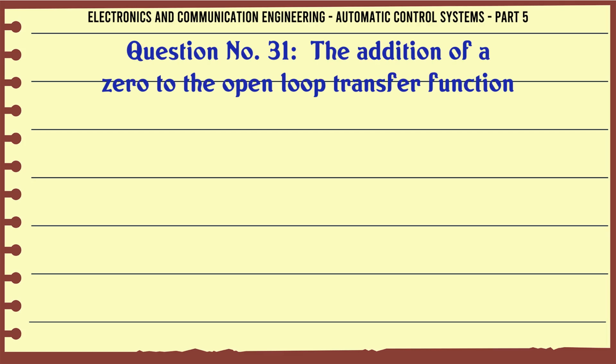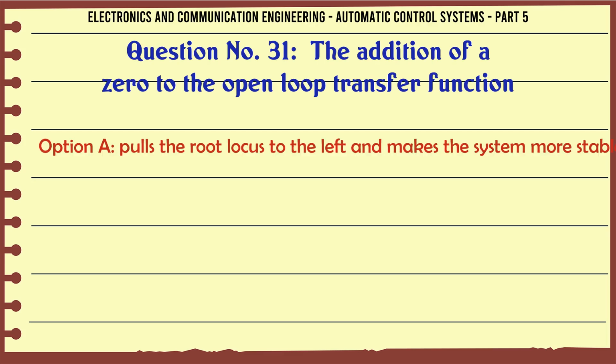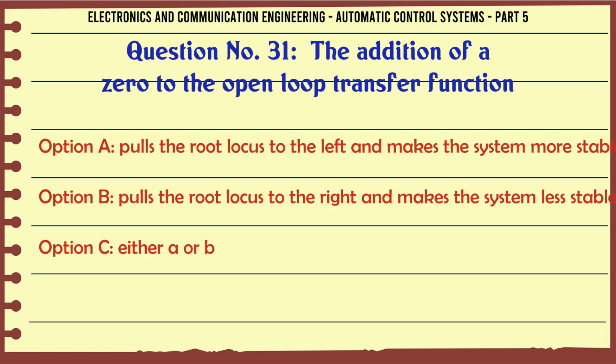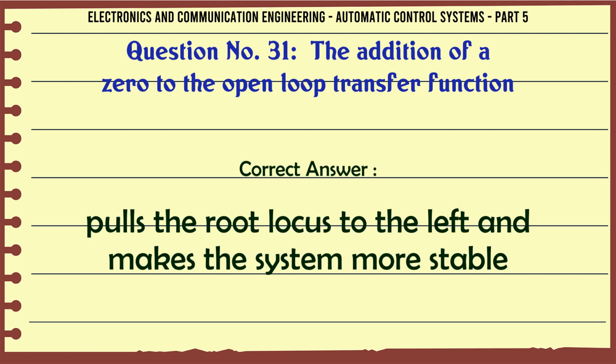The addition of a zero to the open loop transfer function A. Pulls the root locus to the left and makes the system more stable, B. Pulls the root locus to the right and makes the system less stable, C. Either A or B, D. Neither A nor B. The correct answer is pulls the root locus to the left and makes the system more stable.